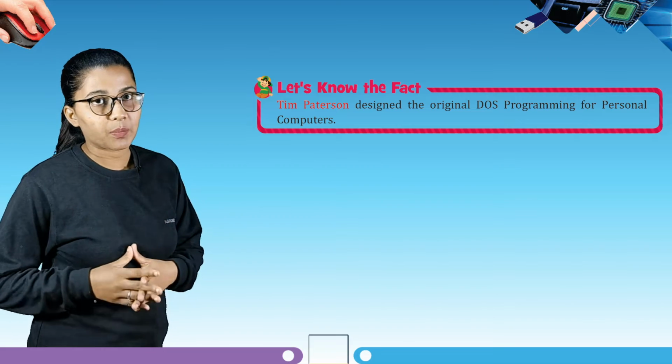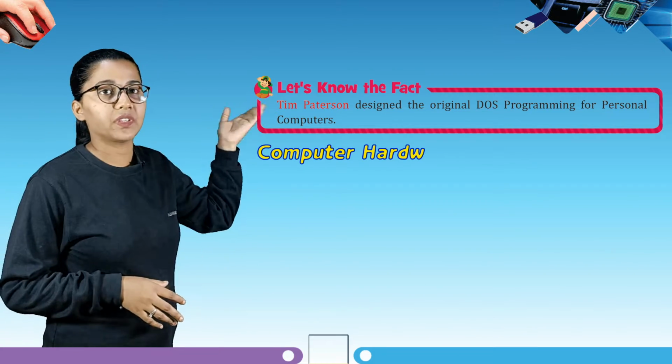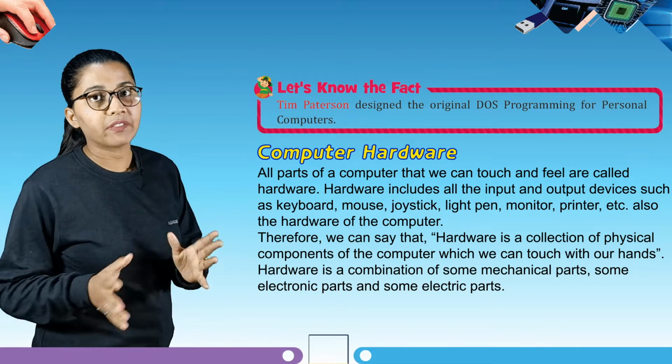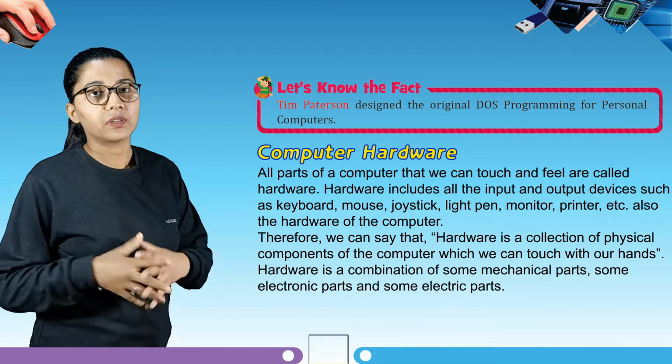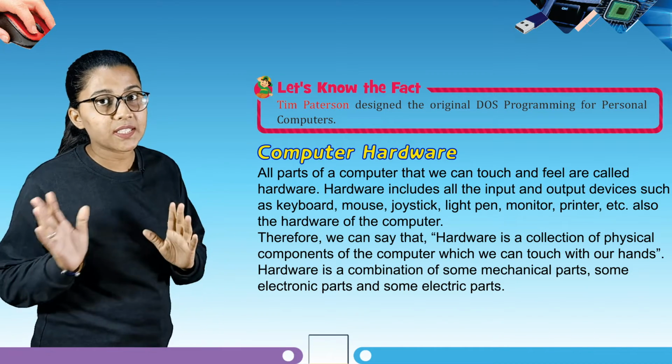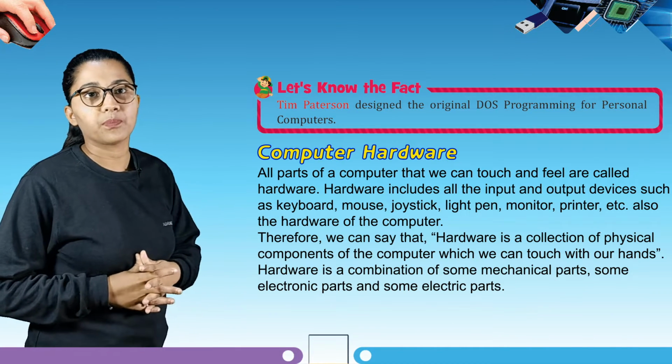Now our first topic is computer hardware. All parts of the computer that we can touch and feel are called hardware. कंप्यूटर के उस पार्ट को जिसको हम टच कर सकते हैं या फील कर सकते हैं उसे हार्डवेयर कहते हैं.